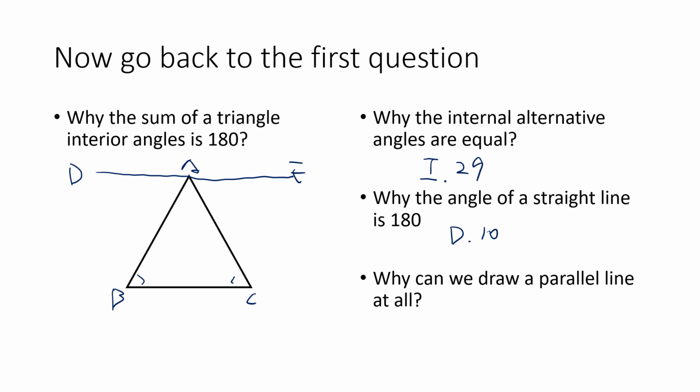This is what we call the Playfair axiom. Playfair is another mathematician's name, but basically this is a variant of postulate 5. And if you are interested, you can see how to prove that. It's fairly straightforward, but it needs the help of another proposition, 27.